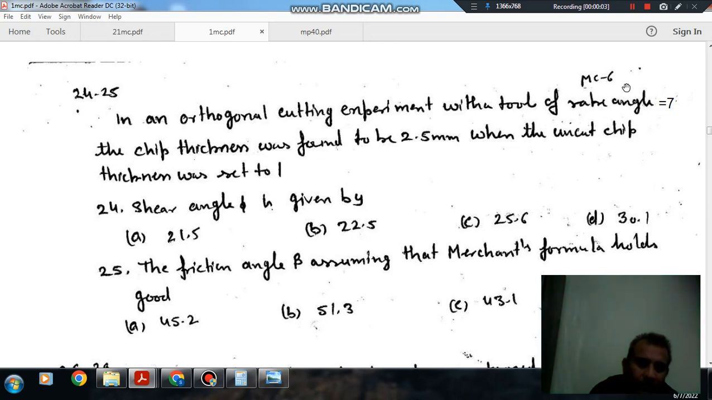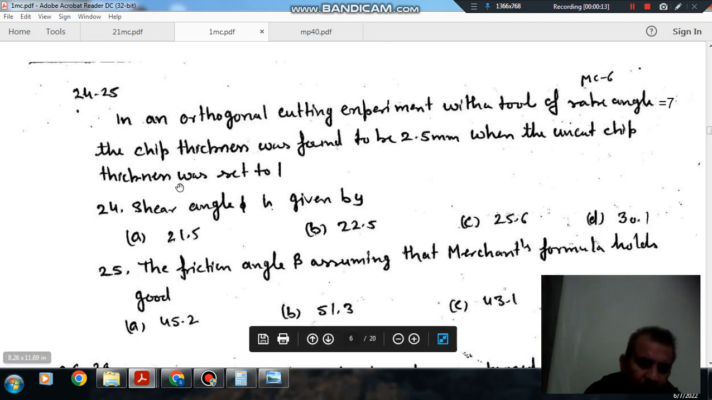Hello, welcome again. We are solving some questions of manufacturing science or production engineering. The topic is metal cutting. Question number 24 to 25 carries the common statement.